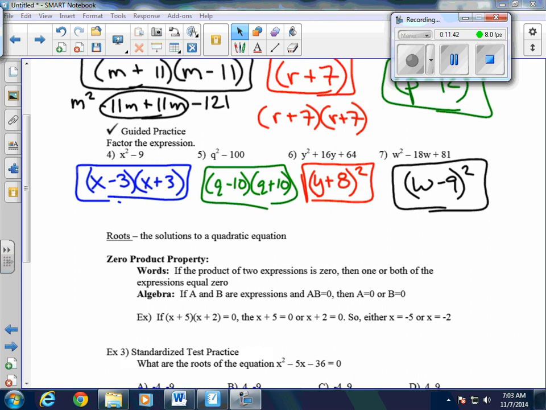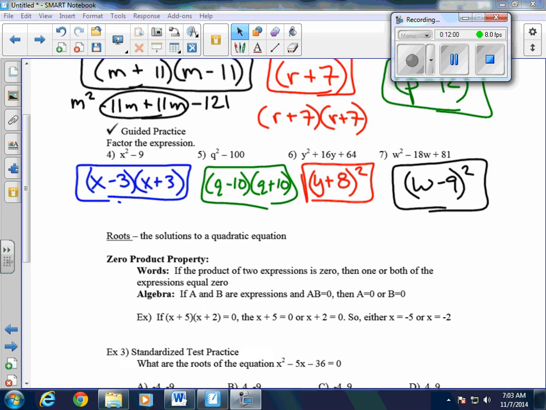And here are the answers to questions 4, 5, 6, and 7. Now the next thing we're talking about are the roots, and these are the solutions to a quadratic equation. So we've solved lots of linear equations, and now we're going to be talking about quadratics.